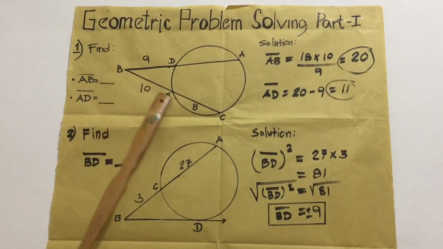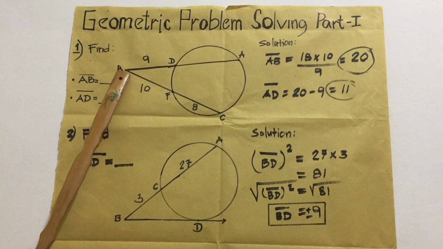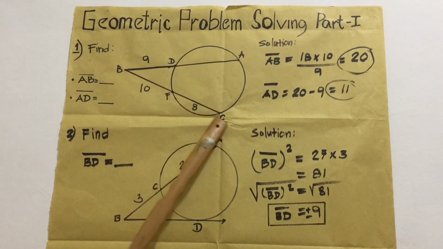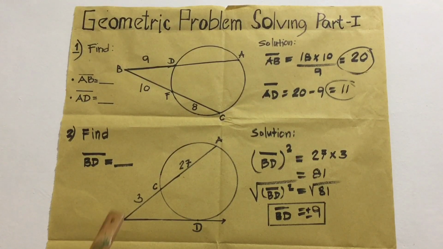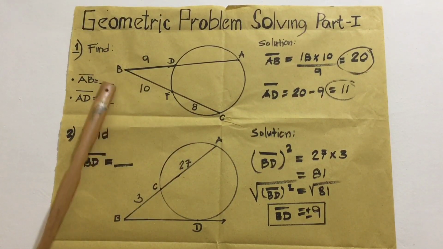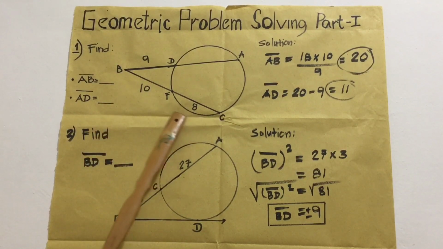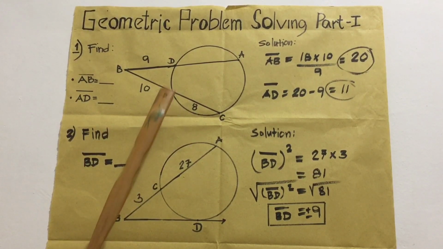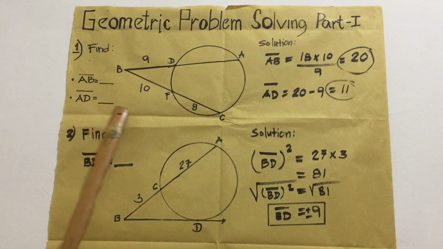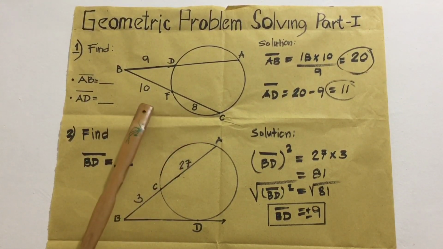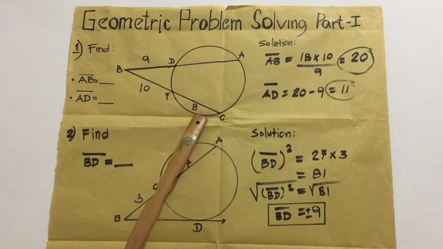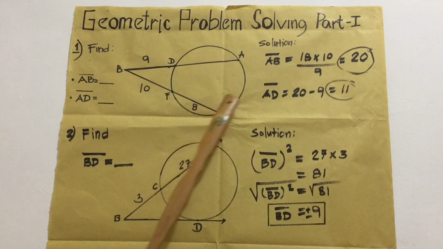And the other lines given are segment BF and segment FC. This is also a secant. And since segment BC has complete information, this is our guide or basis to compute the missing measurements of segment AB and segment AD. So we first add segment BF, 10, plus segment FC, 8. 10 plus 8 equals 18.